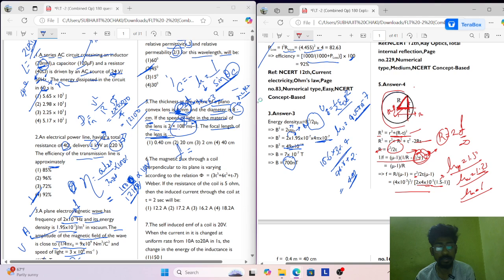Now put the values: 1.5 minus 1 is 0.5. 2 into 0.5 into 4 means 4 into 10 to the power minus 3. The 4s cancel out, and another 4 remains because there is a square. So therefore f will be 0.4 meter, that is equal to 40 centimeter.